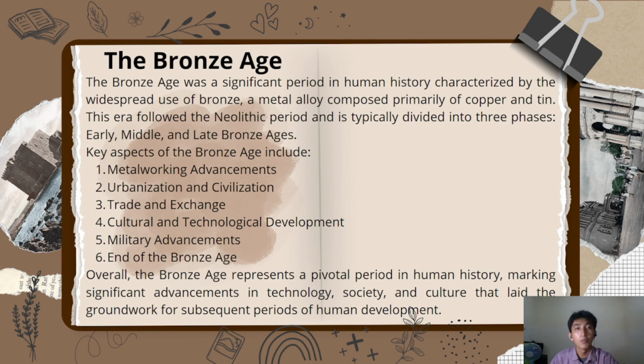Key aspects of the Bronze Age include, first, metalworking advancements; next, urbanization and civilization; trade and exchange; cultural and technological development; and military advancement. Overall, the Bronze Age represents a pivotal period in human history, marking significant advancements in technology, society, and culture that laid the groundwork for subsequent periods of human development.